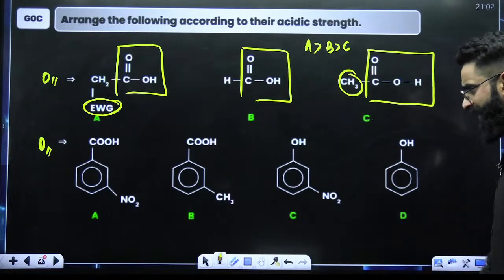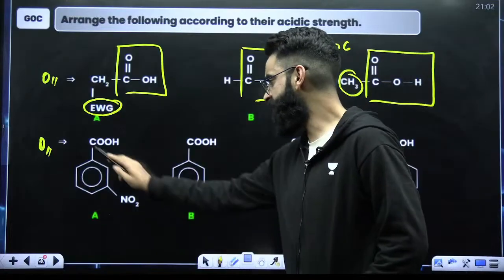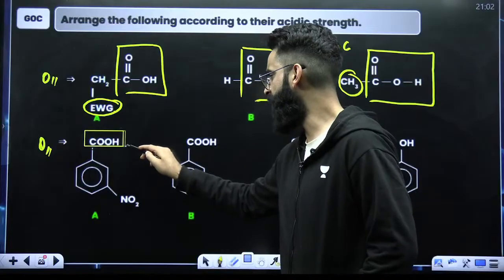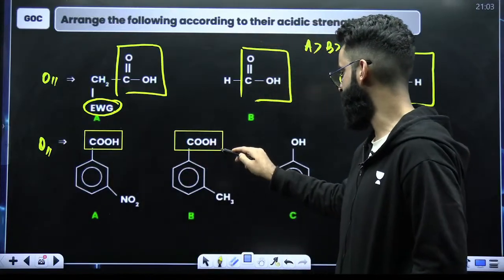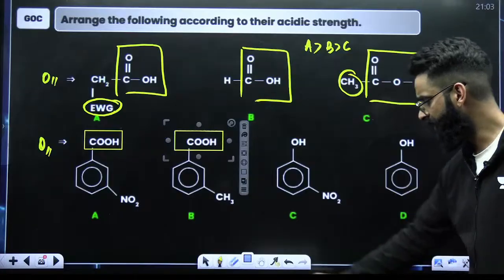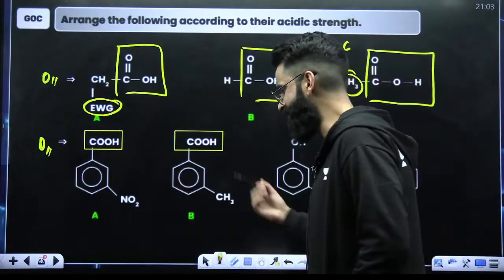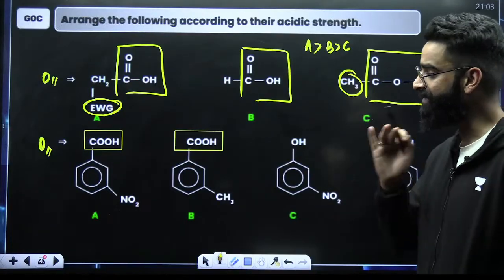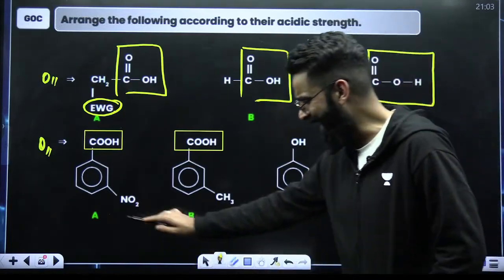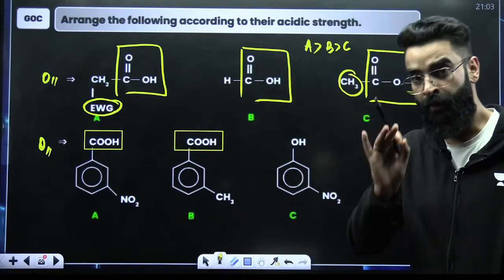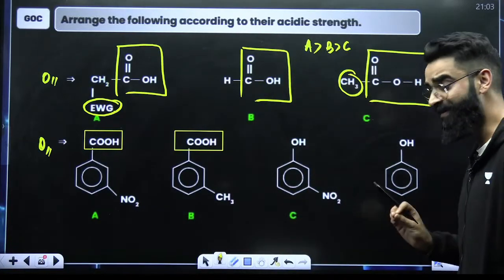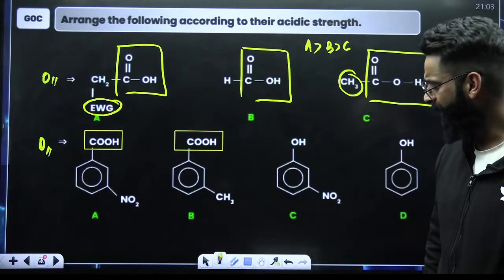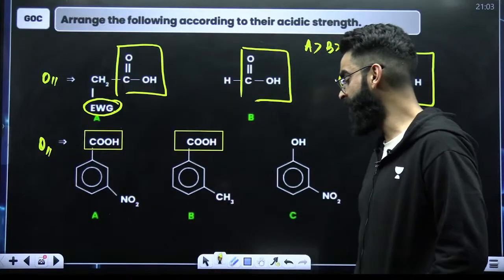In the next case, if you think carefully, these two are carboxylic acids, and these two are phenols. Carboxylic acids are stronger acids than phenols. Correct? So A and B will be more acidic than C and D, because carboxylic acids are stronger acids than phenols. Now, among A and B, which one will be more acidic?